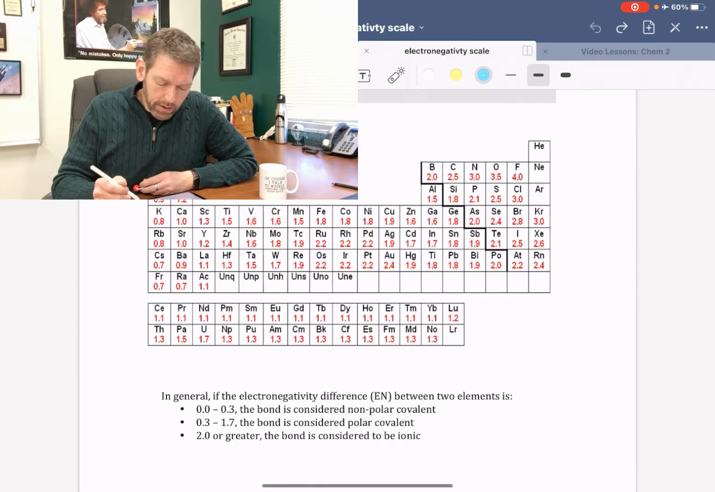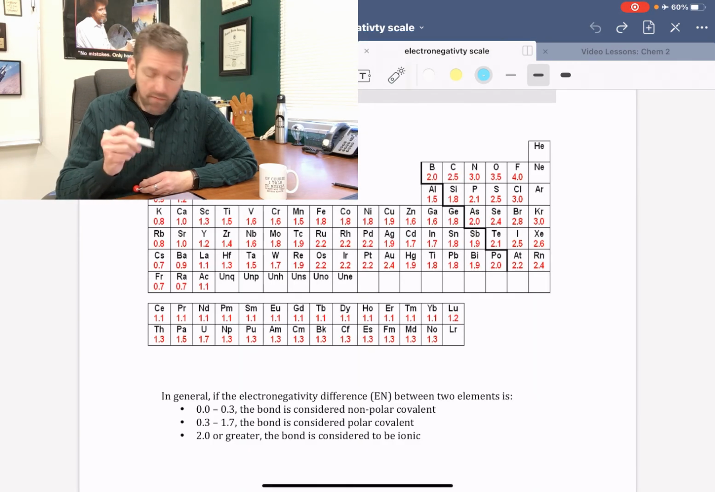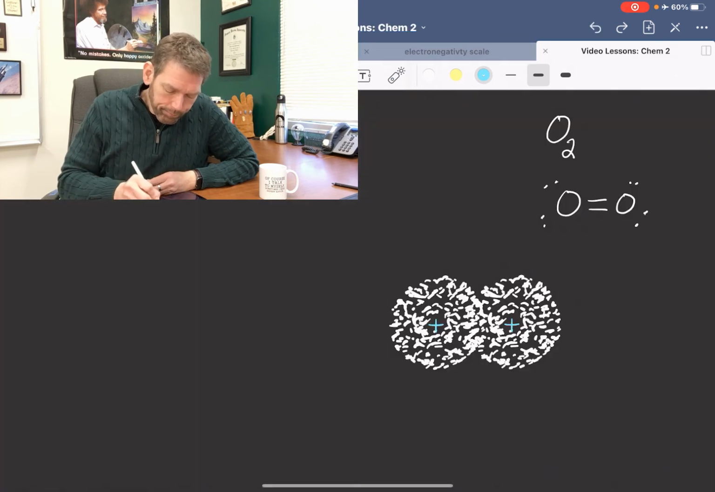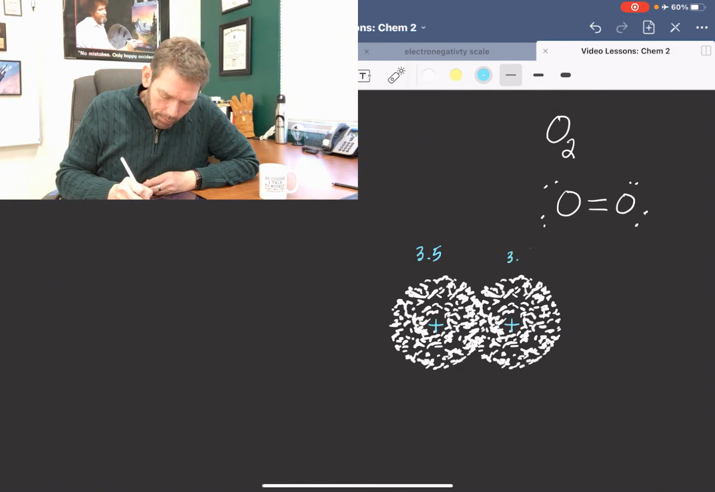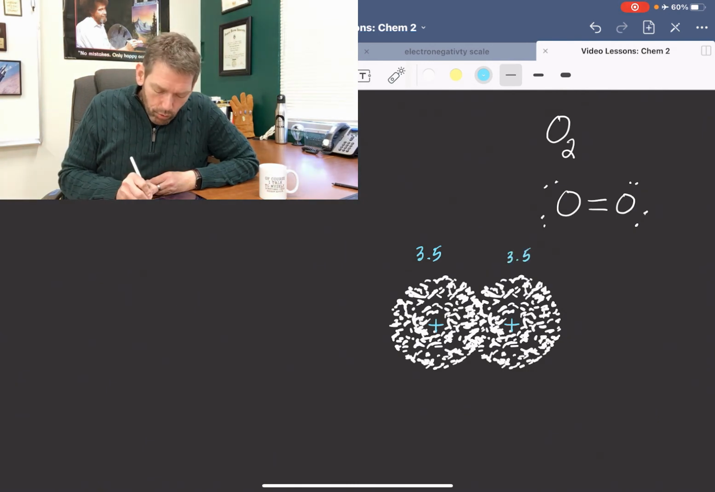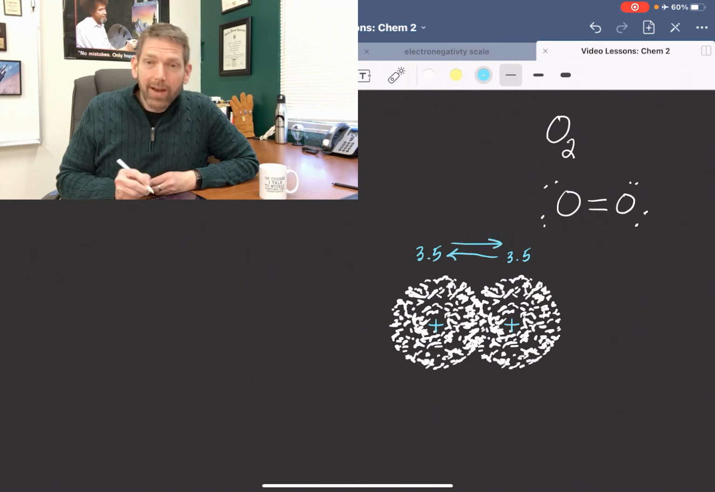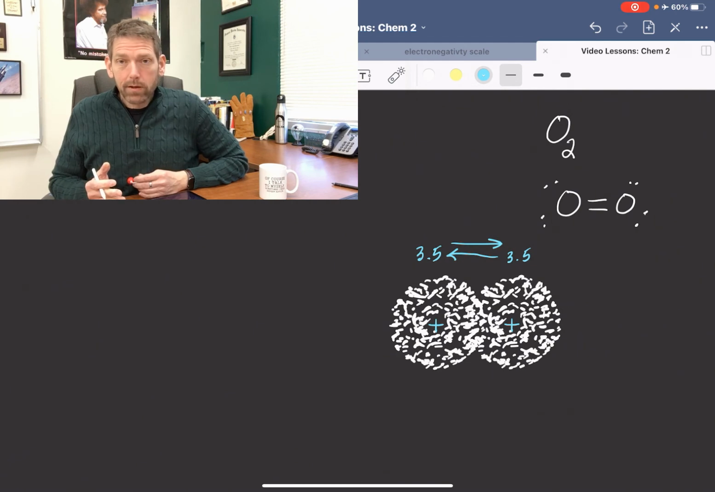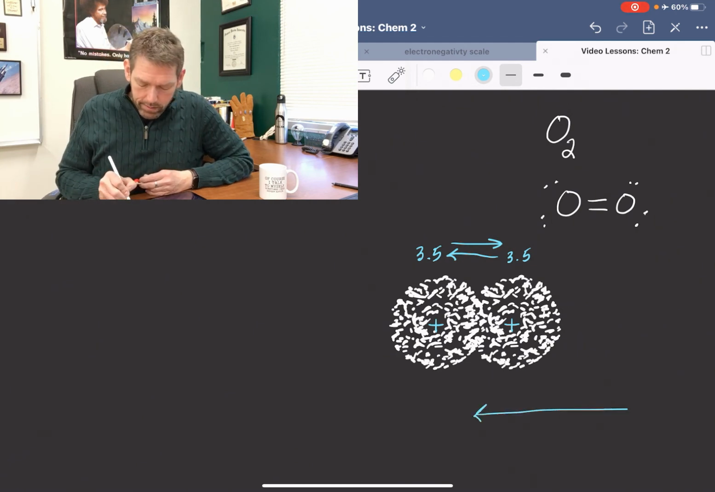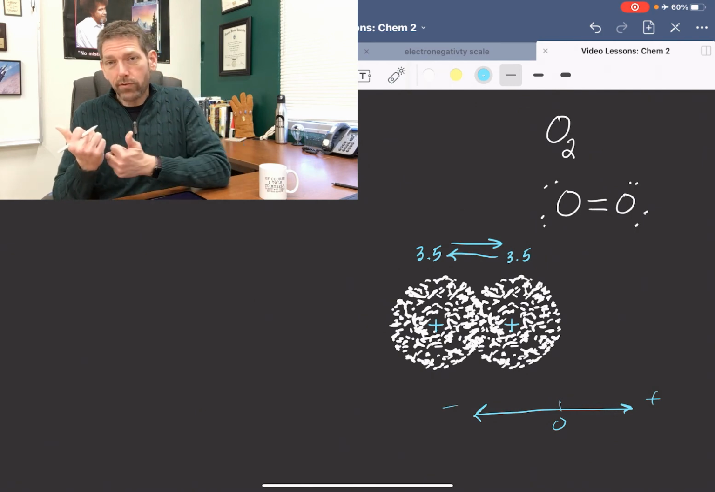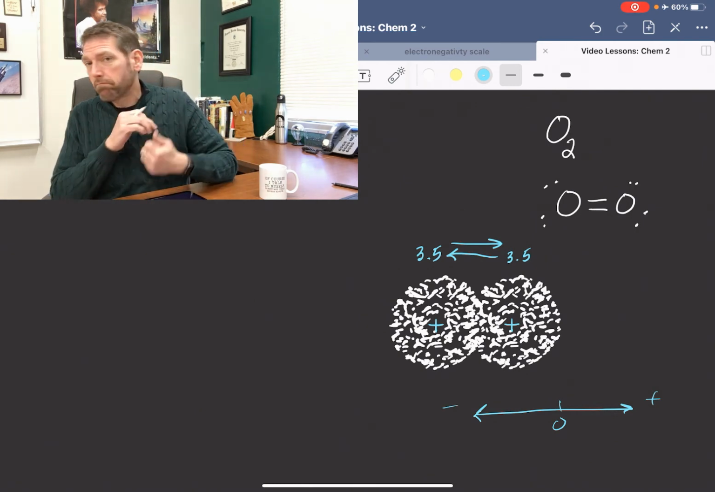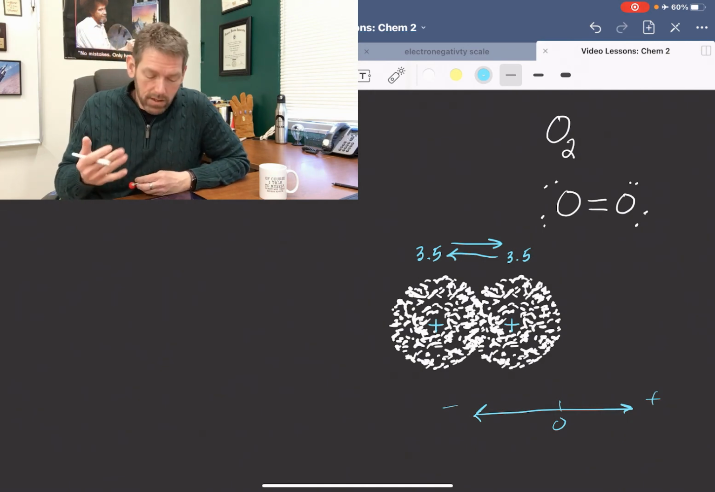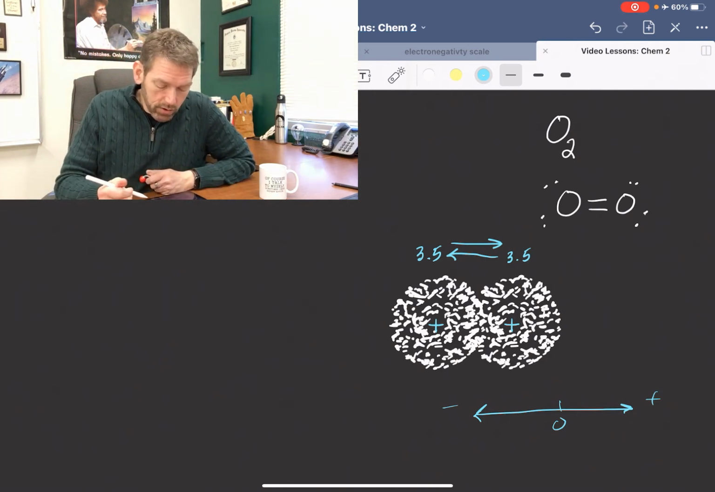Oxygen, we go back and we see the electronegativity value for oxygen is 3.5. So we're going to come back here. I'm going to put 3.5 and I'm going to put 3.5. So that means there's a pull of 3.5 in this direction, and there's also a pull of 3.5 in that direction. If you remember your basic number line, if you have 3.5 in this direction and 3.5 in that direction, effectively you have zero difference. So there is zero difference here whatsoever.